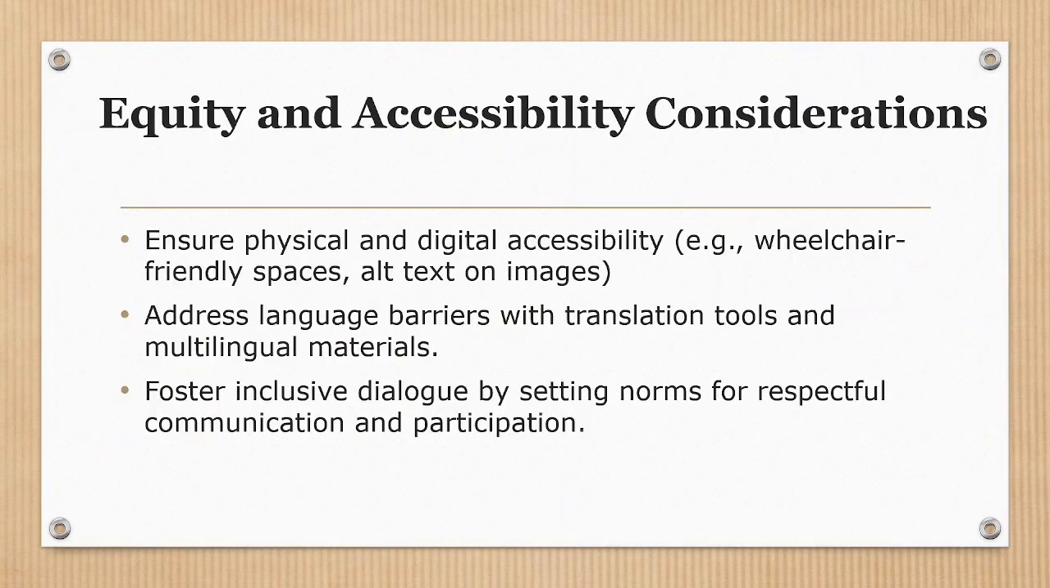So we want to move on to the next thing, which is equity and accessibility considerations. Ensure physical and digital accessibility, e.g. wheelchair-friendly spaces, so that those who are using wheelchairs can easily navigate around. Then alt text on images. Then we are continuing. Address language barriers with translation tools and multilingual materials. Then foster inclusive dialogue by setting norms for respectful communication and participation.